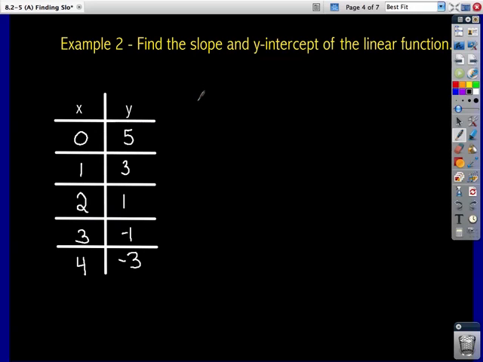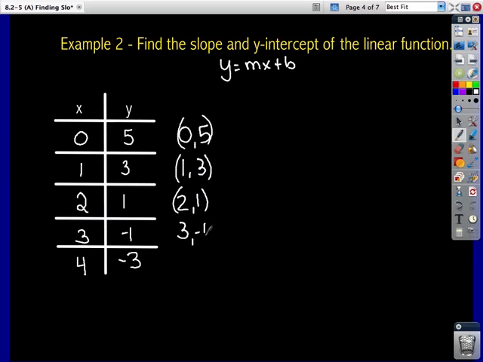Okay, here things get a little bit harder, but not too much. Find the slope and y-intercept of the linear function. So we know this has to be linear. There's a rule here that would fit the format of y equals mx plus b. We don't know what m is. We don't know what b is yet. But we do know a lot of information. We know that the point 0, 5 is on the line. We know 1, 3 is on the line. And all these are points that are on the line because they're in our function table here.